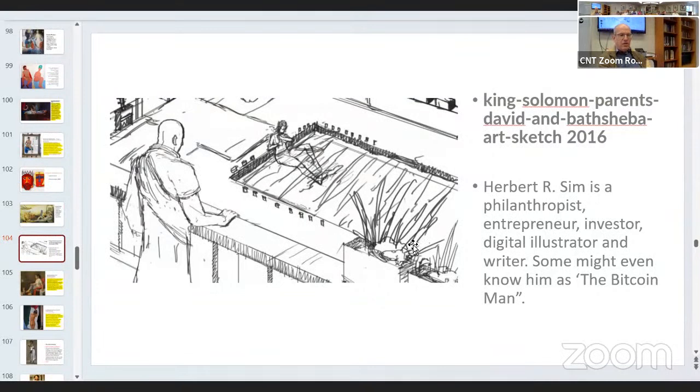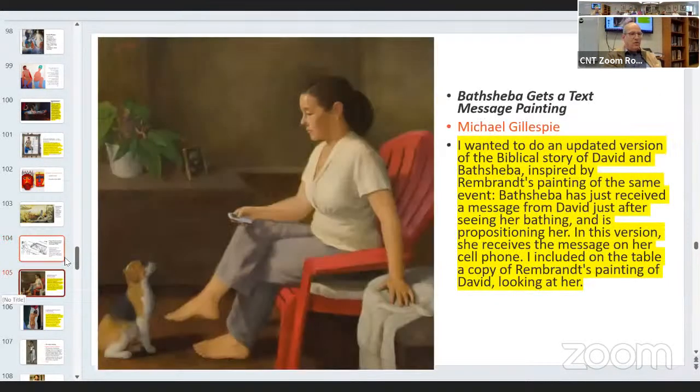Here's an art sketch by Herbert Sim, a philanthropist, entrepreneur, investor, and digital illustrator and writer. He's the Bitcoin man. I don't know who invented Bitcoin, but they say maybe he did. But he's also an artist. So this is his sketch of David and Bathsheba, this powerful, strong man, bold, looking at the beautiful Bathsheba, which is just a few drawings that could be easily erased also.